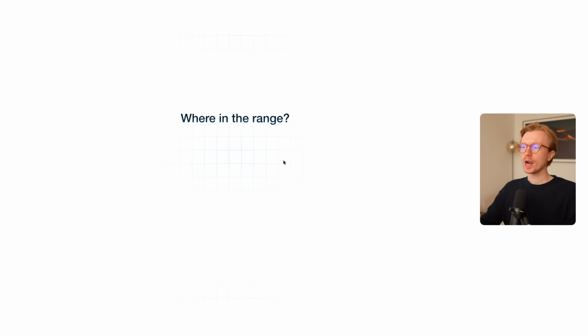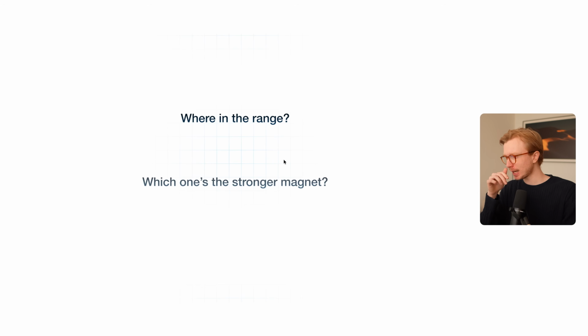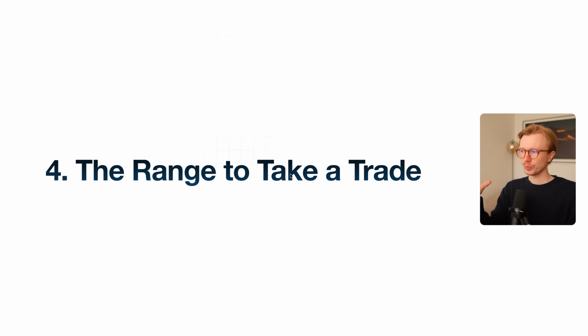Okay, so where in the range do you get involved? Because it's fun that we have a range, but where in the range are you looking to buy? Where are you looking to sell? That's still quite vague. Then we need to understand which one is the stronger magnet. Because if we understand that, then we can understand where in the range we also want to buy or where we want to sell. So in order to understand that, we're moving on to number 4, the range to take a trade in. So exactly where we are going to look for a trade.